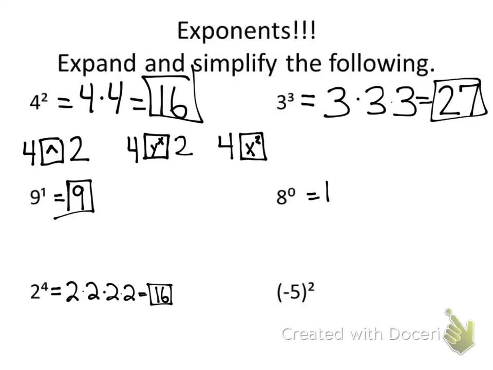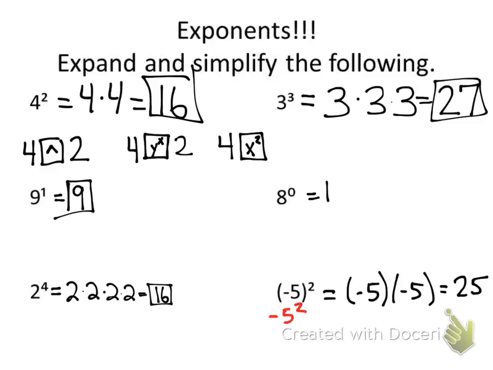All right, last one on this slide is extremely important to look at because just like yesterday, where parentheses can really change things up, that applies here as well. When the negative sign is in parentheses and that whole thing is being squared, that means you'll have a negative 5 times a negative 5. Everyone agree with me? Which gives me what? Positive 25. Good.